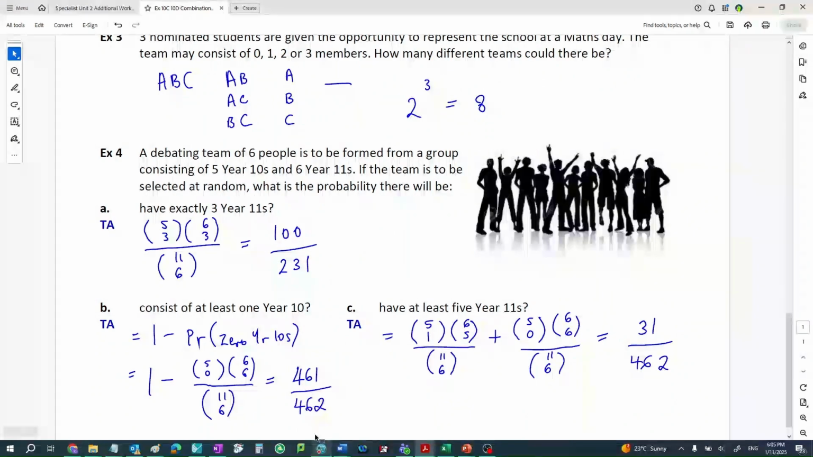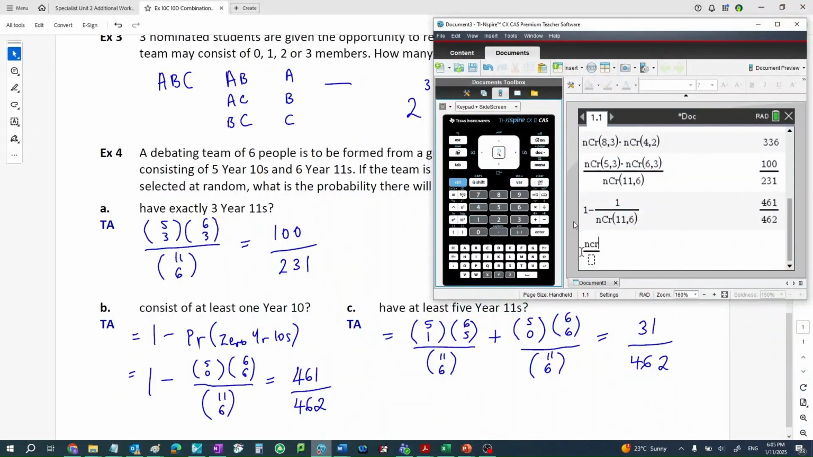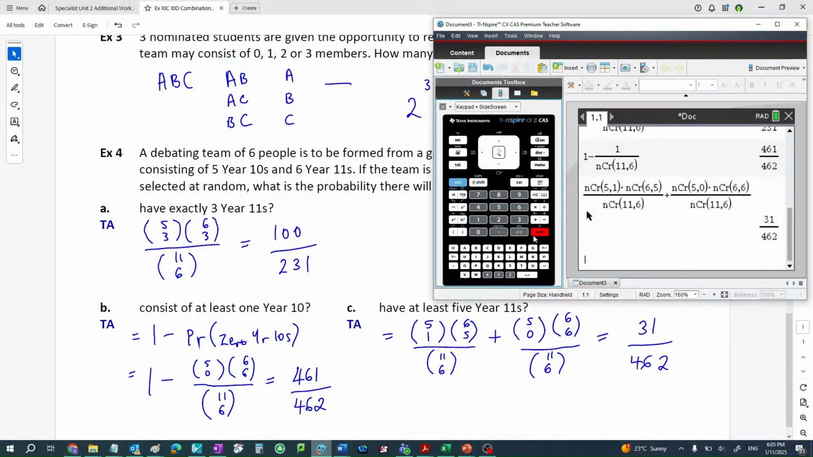But we've got a CAS, so why not check? Okay. nCr, 5 choose 1. nCr, 6 choose 5. nCr, 11 choose 6. Plus, okay, 5 choose 0, 6 choose 6, 11 choose 6, 31 over 462.